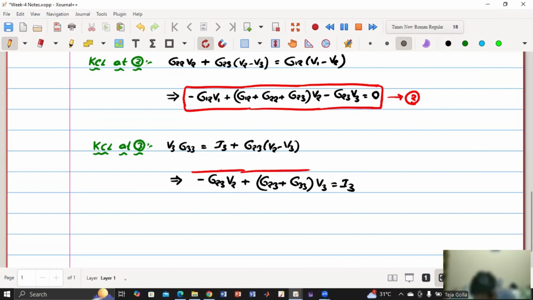Got it? Is it clear until this point? Hello? Is it clear until this point?